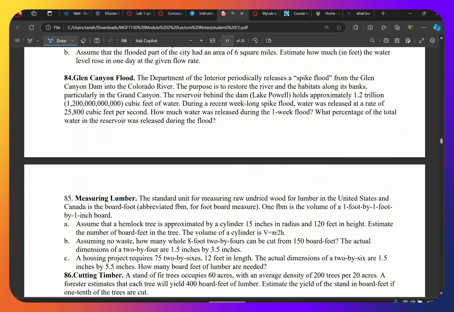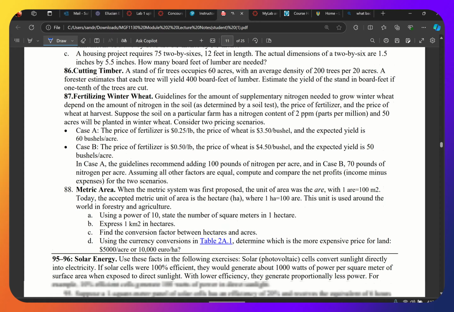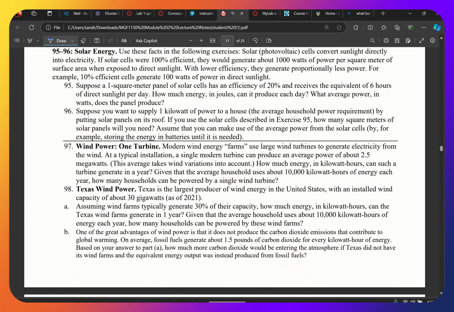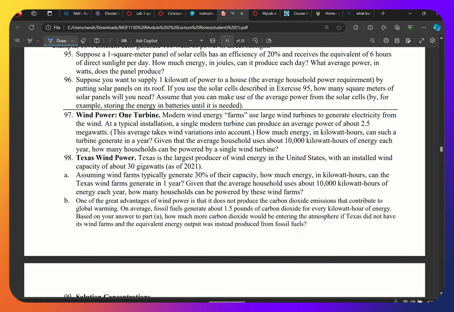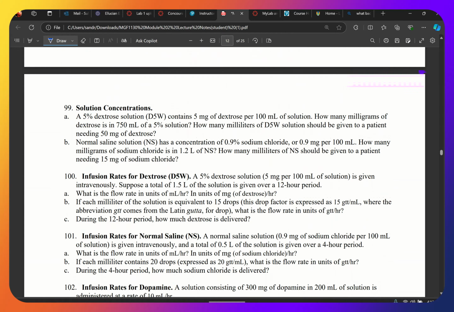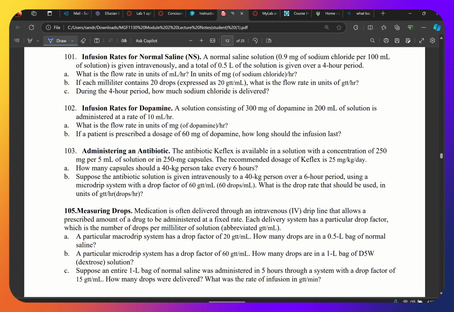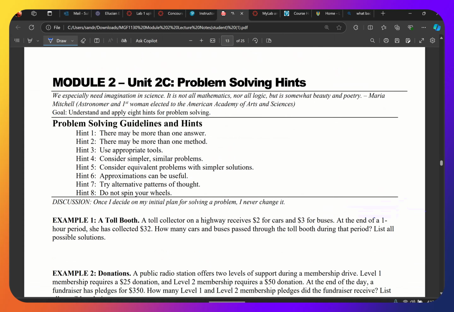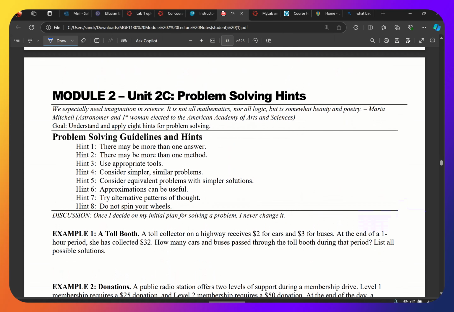Some more example problems if you want to look through them. I'll probably post some solutions online to help with the examples, solution concentrations. Yeah, I'll post those online. Unit 2C, problem solving, because this is definitely the homework that's due this week.